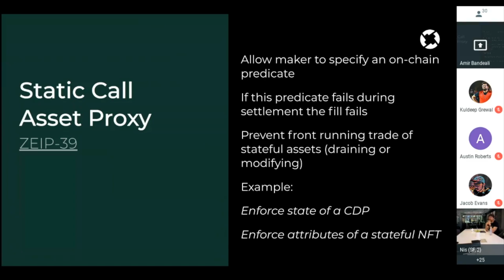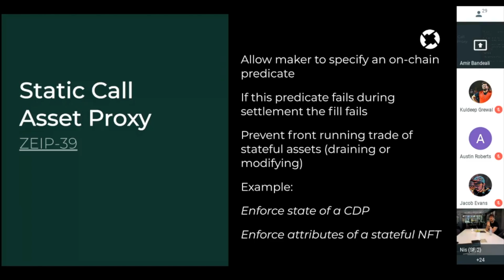So this static call asset proxy would essentially just make a static call to some arbitrary contract that would verify some on-chain state before completing that purchase. And this would completely solve that front-running problem. So there are a few implementation details that need to be figured out, but the ZIP gets into it in a lot of detail. So please check that out. Would love feedback.